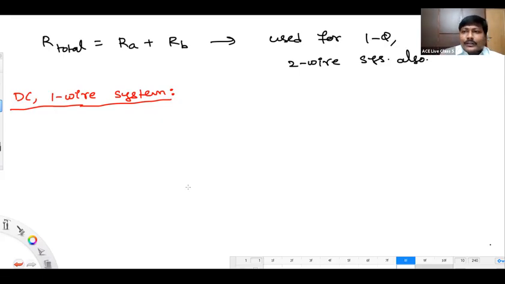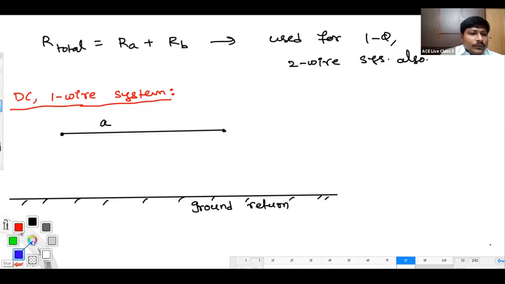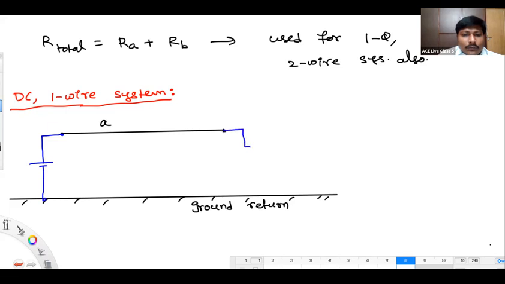So I can say this is a forward conductor I'm showing, conductor A, and ground is acting as a return, maybe something like this. Ground return. On this side I will keep one voltage source, and on the other side we are going to keep a load.